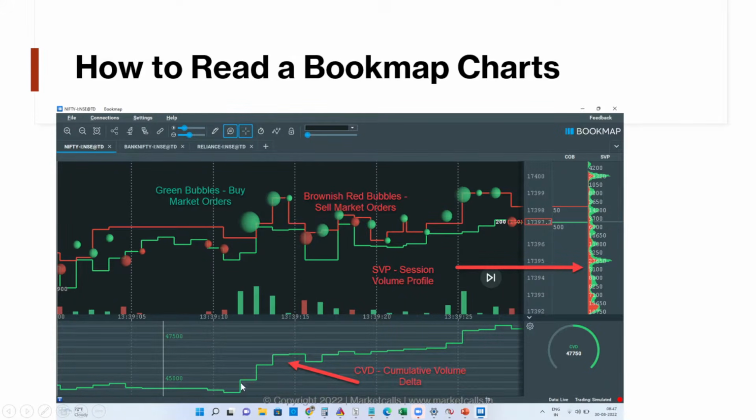And at the bottom, you'll be able to see the delta activity, which is called a cumulative delta activity. It's a delta activity for that particular day. It starts at 0. If the value is increasing, that means more aggressive buyers, more buy market orders are coming into the markets. If the value is sliding down, that means sellers are taking control of the markets.